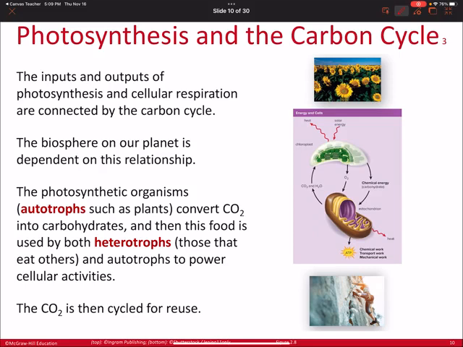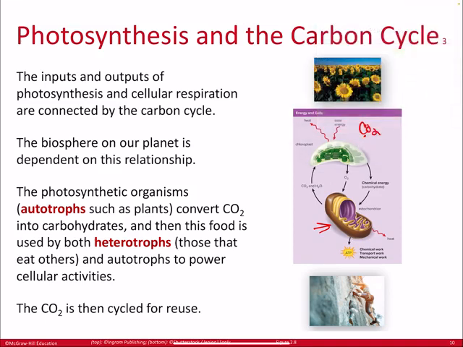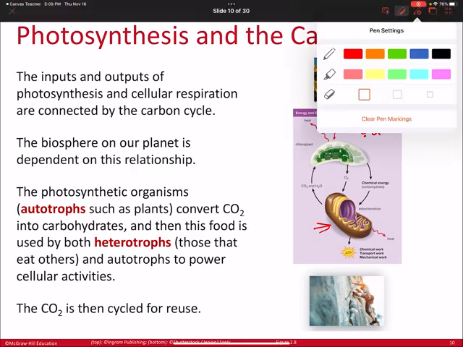Well, the inputs and outputs of photosynthesis and respiration, which happens in the mitochondria, are connected by the carbon cycle. Because what the chloroplast will do is take in carbon dioxide. So I don't want to confuse the drawing here. Let's see.